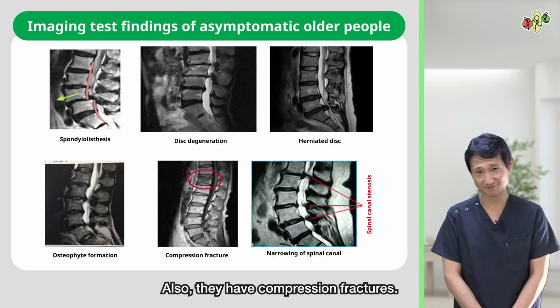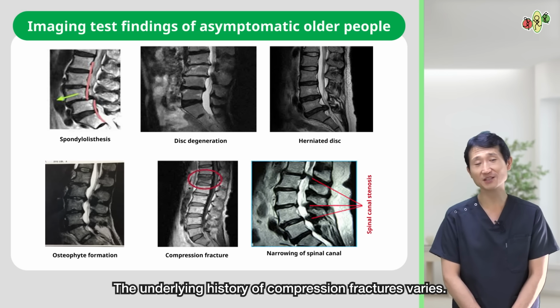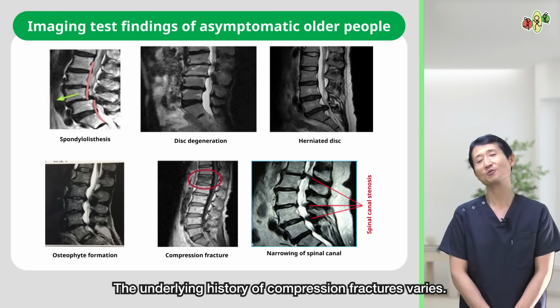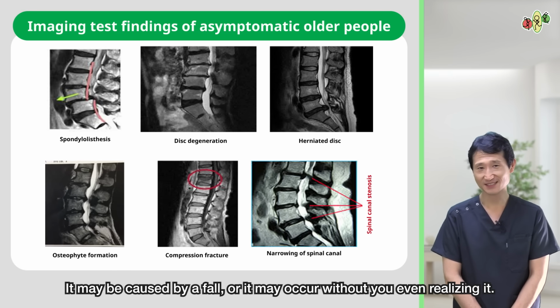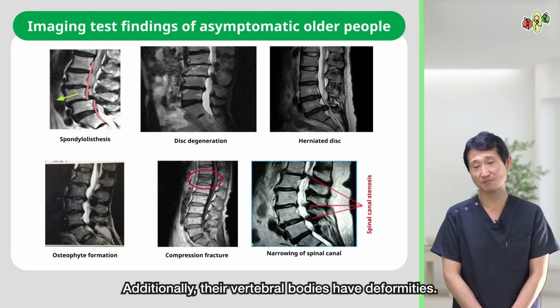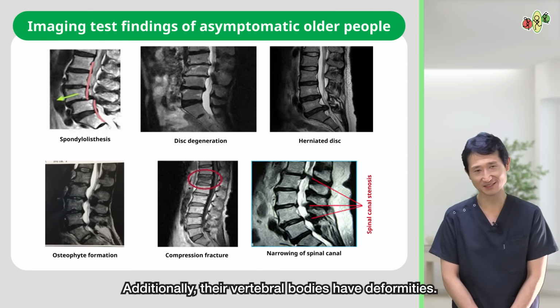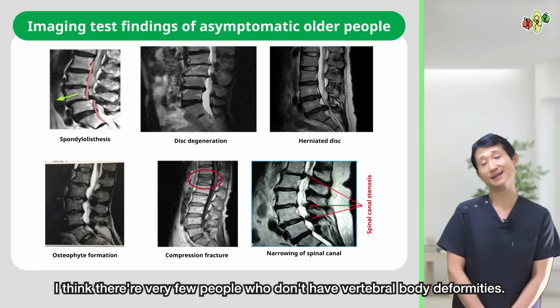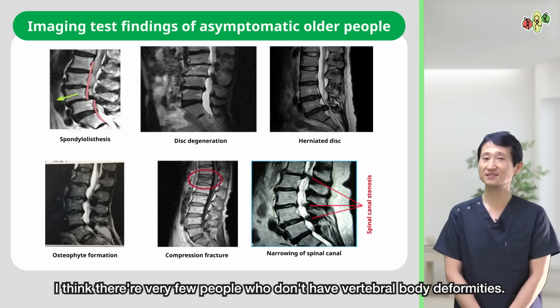Also, they have compression fractures. The underlying history of compression fractures varies. It may be caused by a fall, or it may occur without you even realizing it. Additionally, their vertebral bodies have deformities. I think there are very few people who don't have vertebral body deformities.